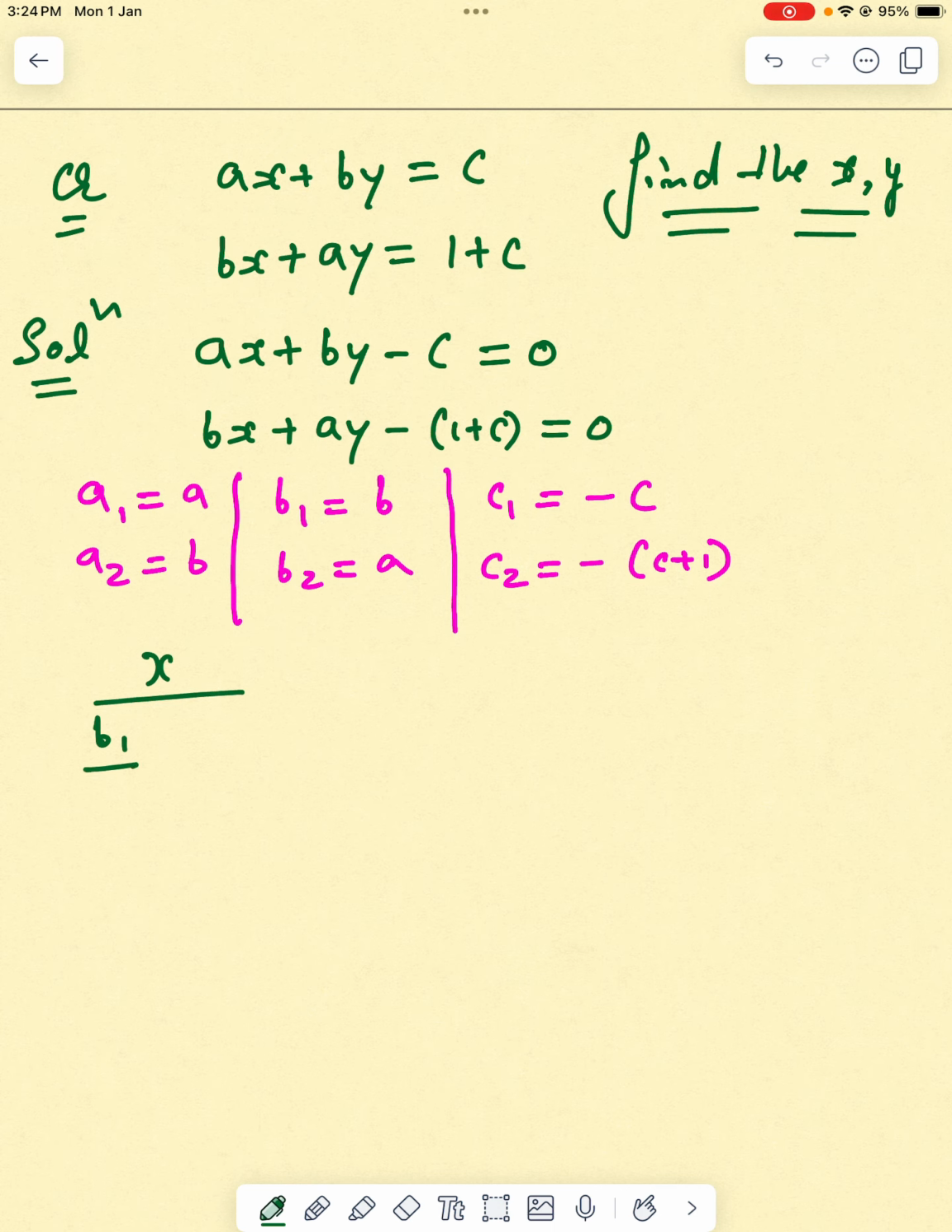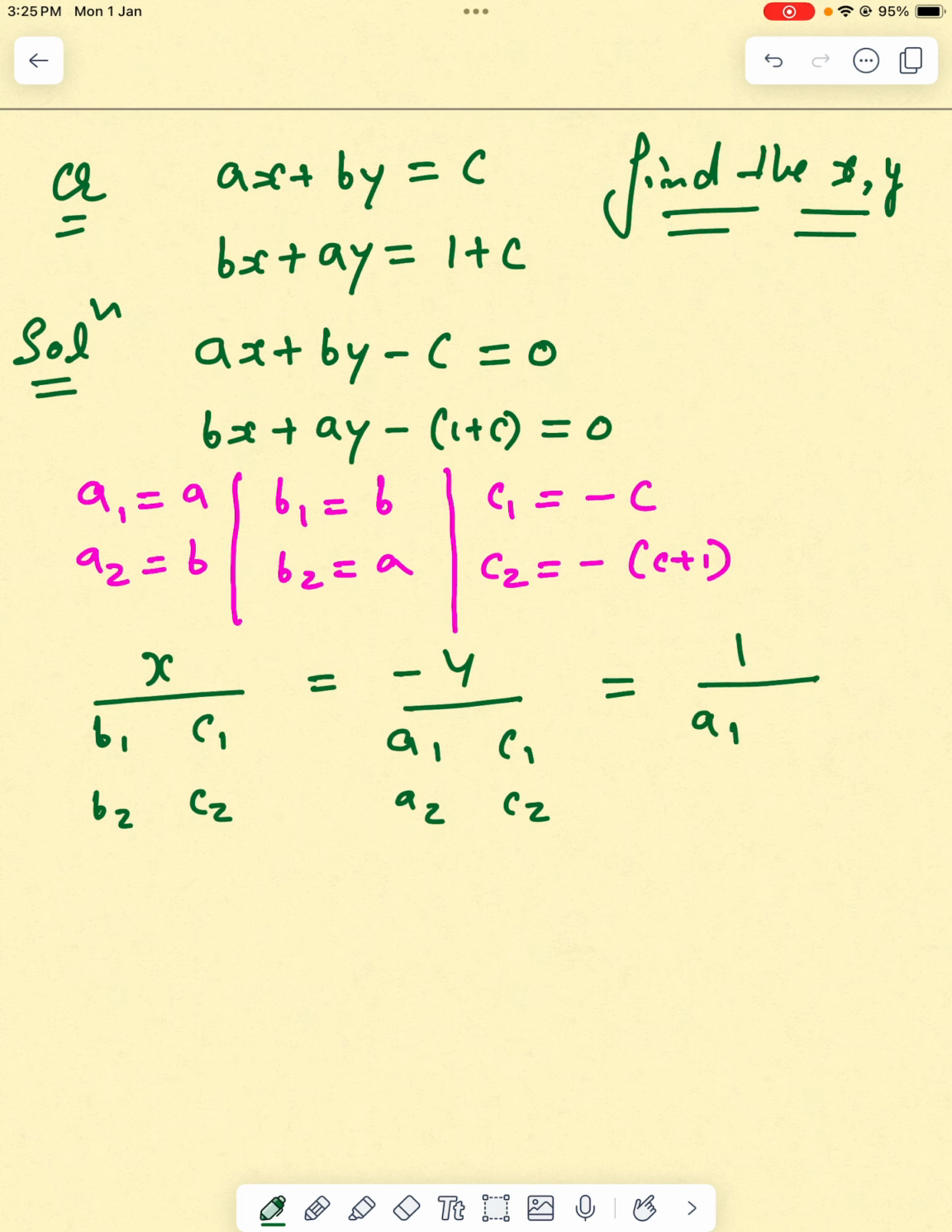Try to grab this formula and write it in your rough notebook as many times as you can, so that you will not forget in your examination. Okay, so b1 b2 c1 c2 minus y upon a1 a2 c1 c2 1 upon a1 a2 and b1 b2.